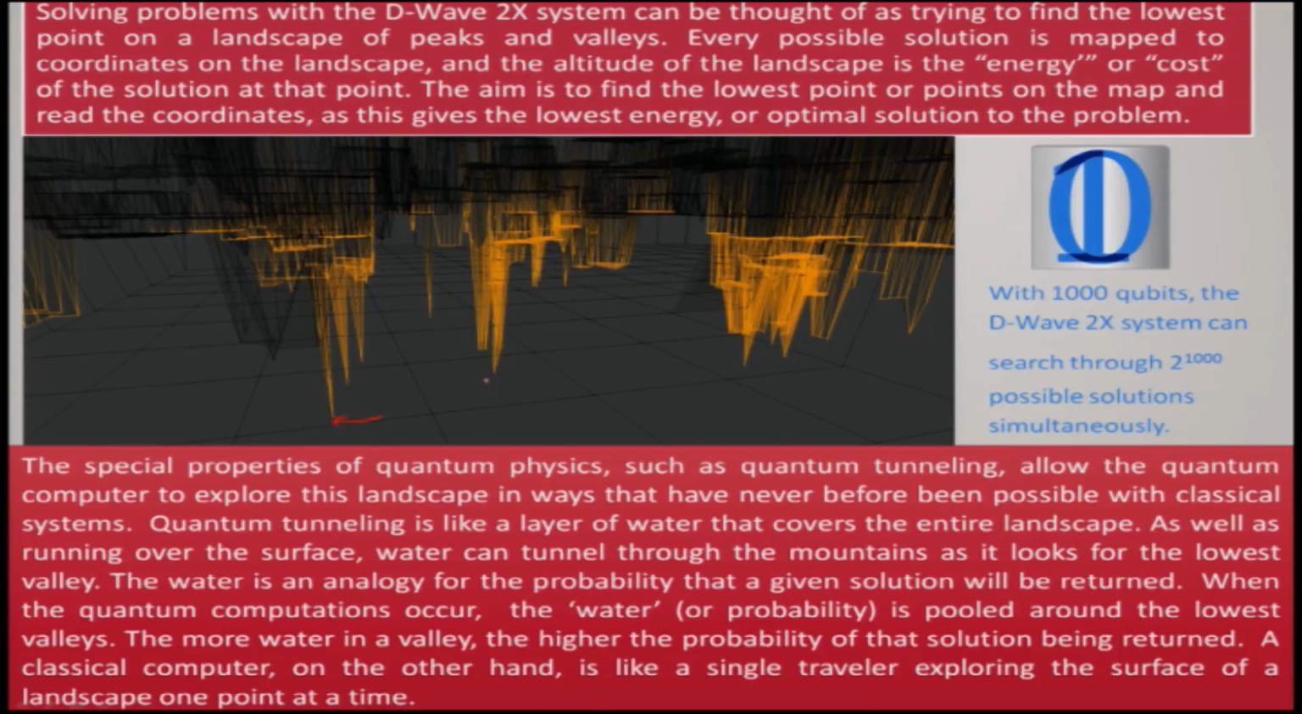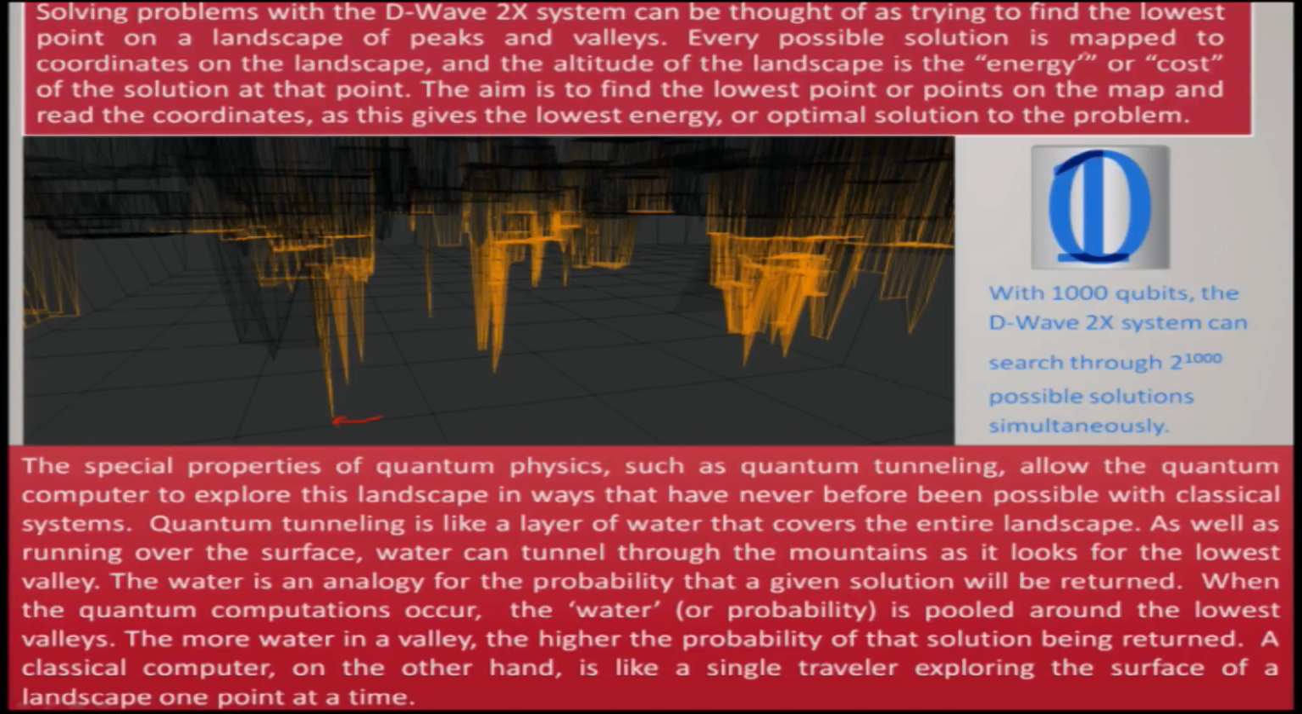However, there are many other local minima where the system can get stuck, and that is one of the most important things in finding the right solution. Solving problems with the D-Wave 2X system can be thought of as trying to find the lowest point in the landscape of peaks and valleys. Every possible solution is mapped to the coordinates of the landscape, and the altitude of the landscape is the energy or cost of the solution at that point.